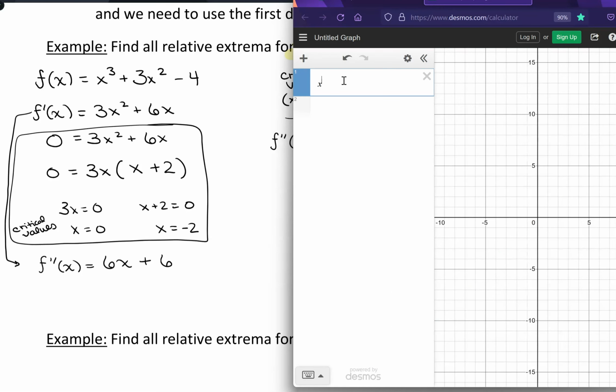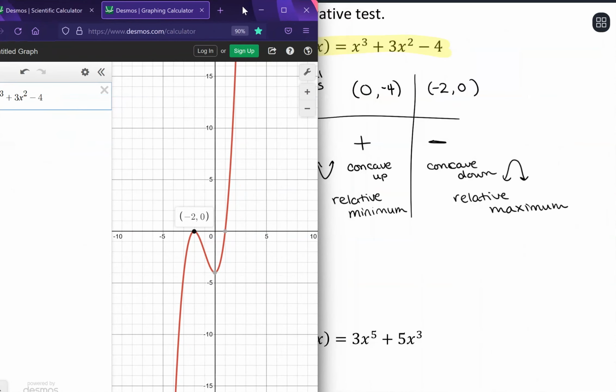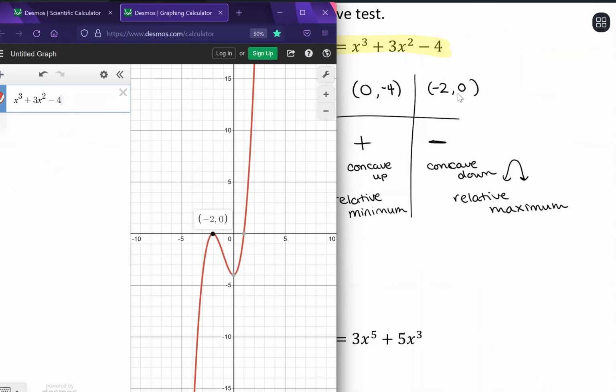So we have x cubed plus 3x squared minus 4. All right, so we're seeing something concave down, and we're reaching this maximum at negative 2, 0, which is exactly what we have over here. Negative 2, 0, hitting a relative maximum, and then a relative minimum at 0, negative 4, and it's because we're concave down in there. If we needed an inflection point, we would just look at where this second derivative is equal to 0. They didn't ask us for that.